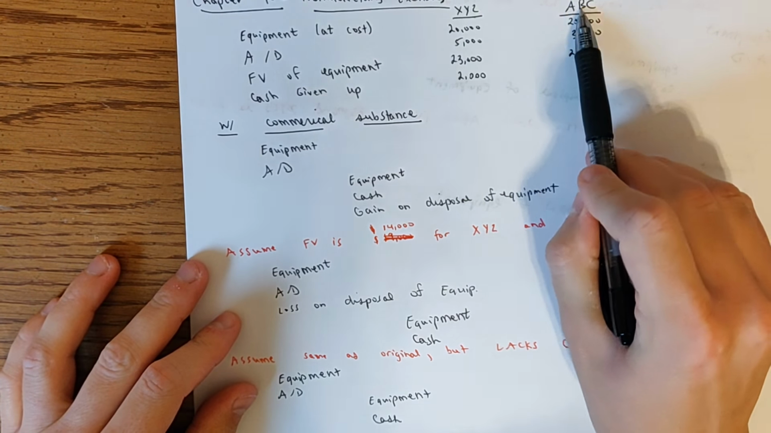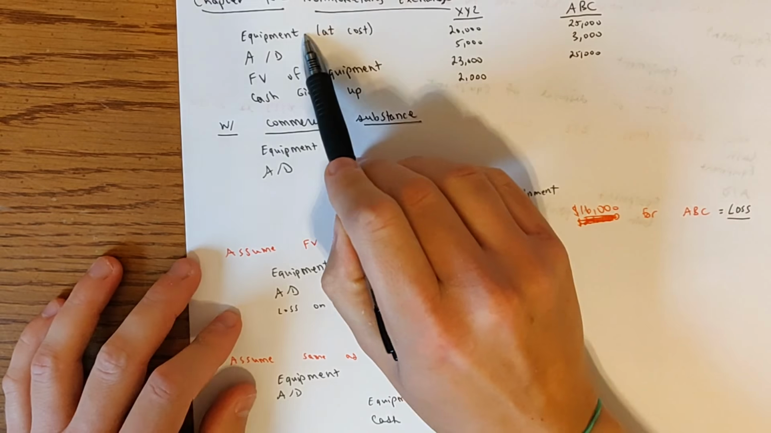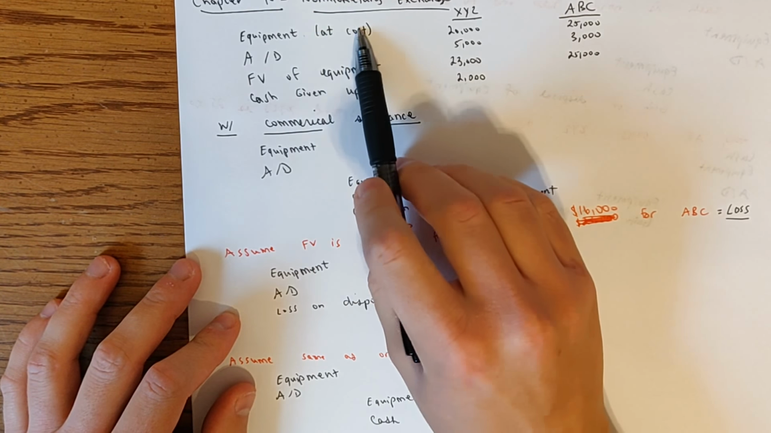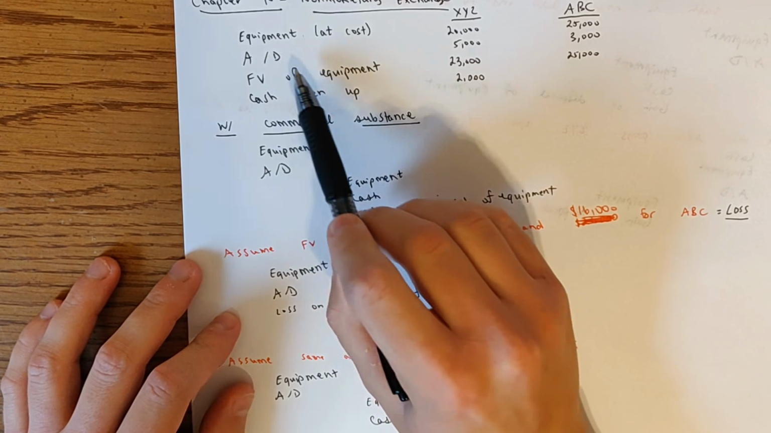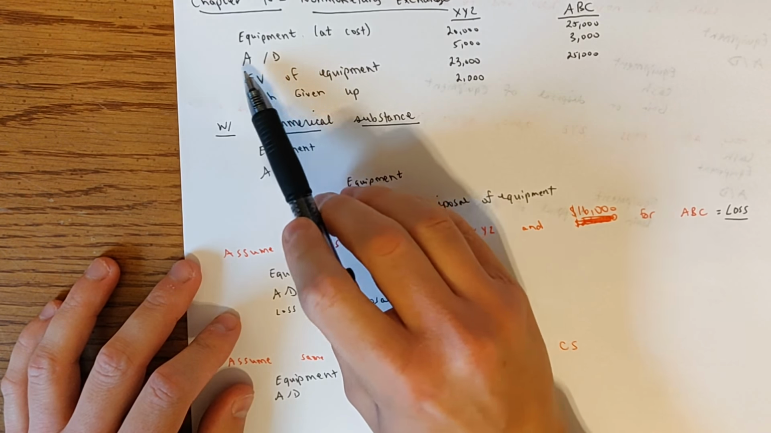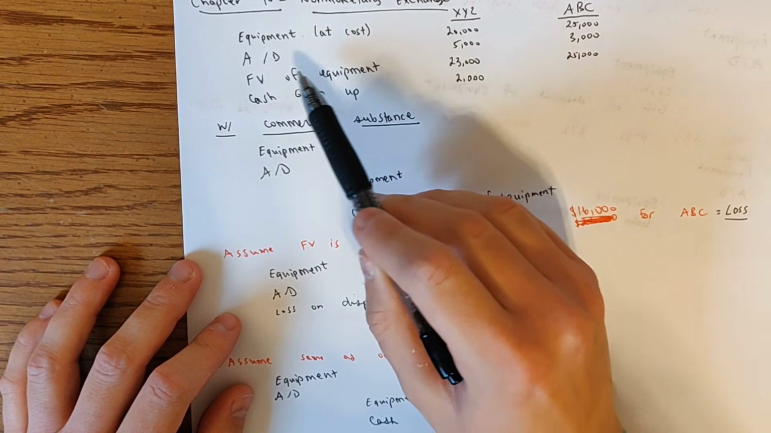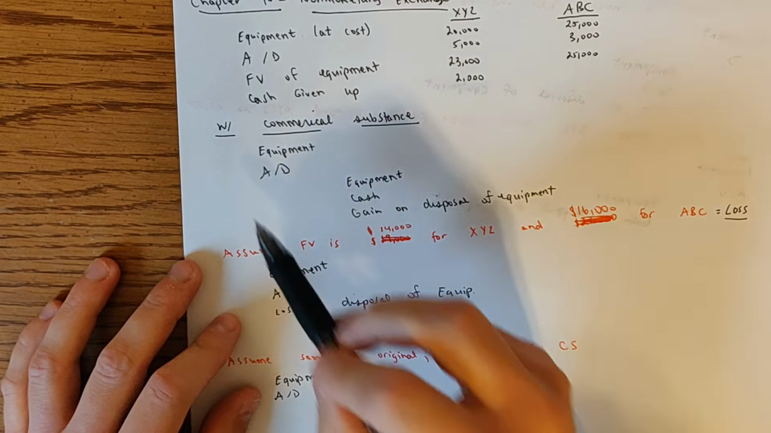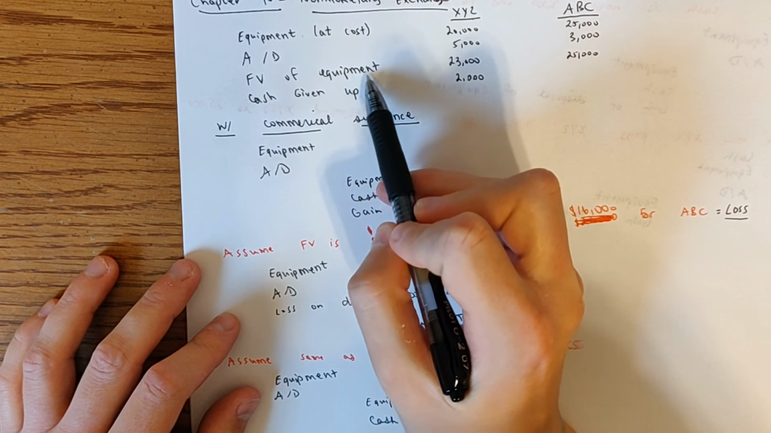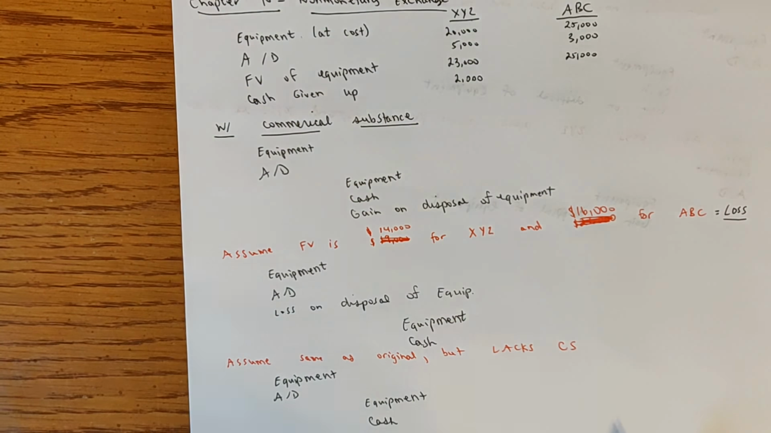We've got 2 companies, XYZ and ABC, just to make it simple. And we've got a bunch of facts: the equipment, how much it costs them, their cumulative depreciation. Don't use this abbreviation unless the professor says it's okay. I only did that to shorten it a little bit, so I don't have to write it out every single time. But also the fair value of the equipment and then cash given up.